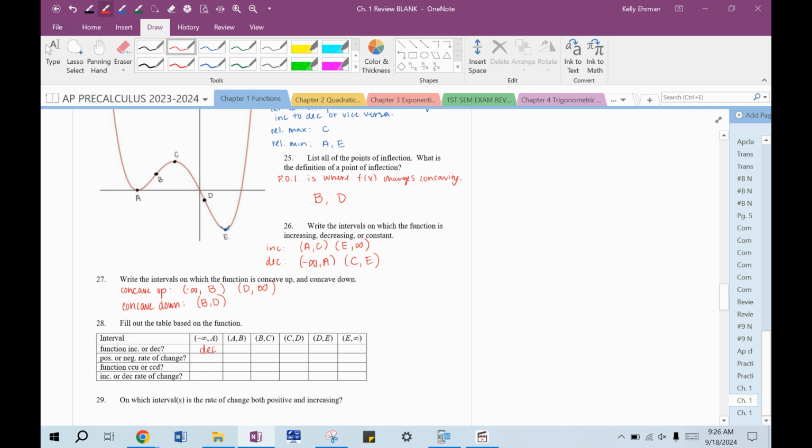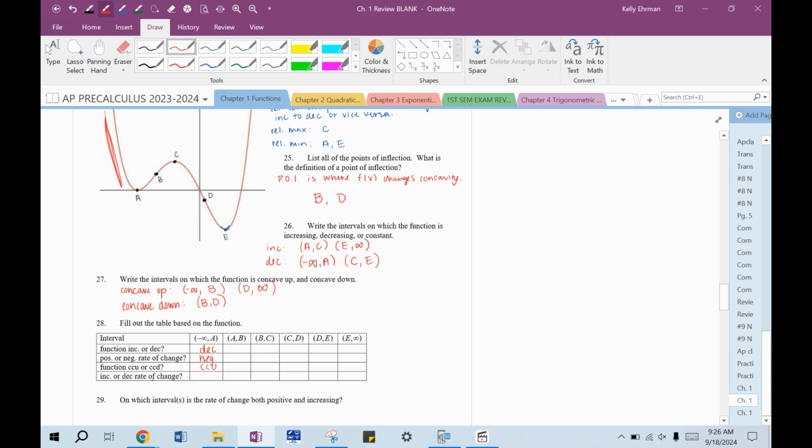Let's go down the column. Is the rate of change positive or negative? If the function is decreasing, the slopes between any two points on that function are going to be negative. The graph is going down. Is that part of the function concave up or concave down? It's on the concave up section. CCU is what I'm using to abbreviate that.